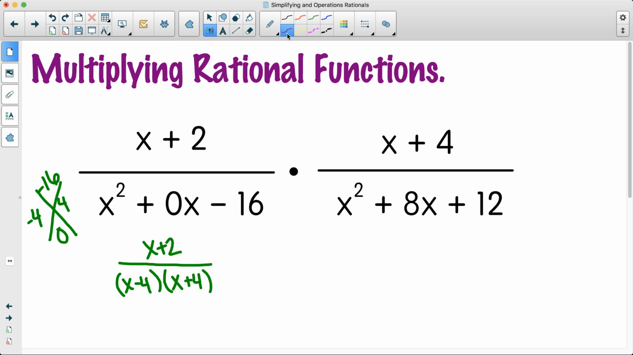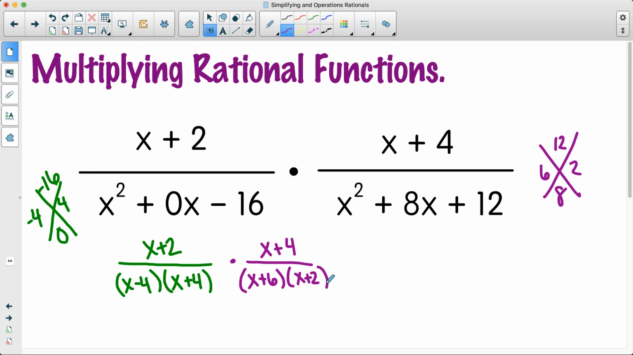So let's go over and do the same thing to the fraction on the right. x + 4 cannot be simplified, so that's going to stay the same. In the denominator, I need two numbers that multiply to 12 and add to 8, which are 6 and 2. So the denominator factors to (x + 6) times (x + 2).